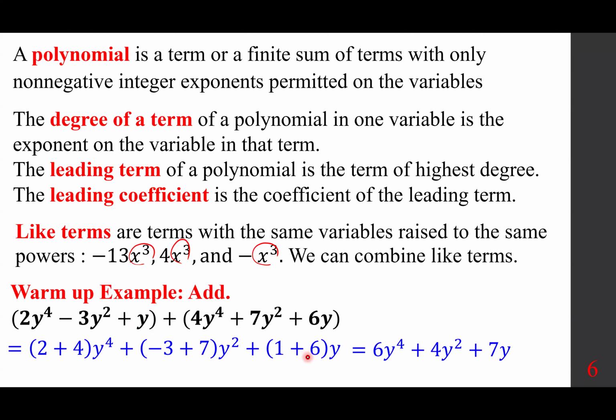Now, this is the leading term. 6 is the leading coefficient. Degree is 4. So the leading term, because it's in descending order, is the first one. Its coefficient is called the leading coefficient, and its degree is the degree that actually makes up the degree of this polynomial, by the way.